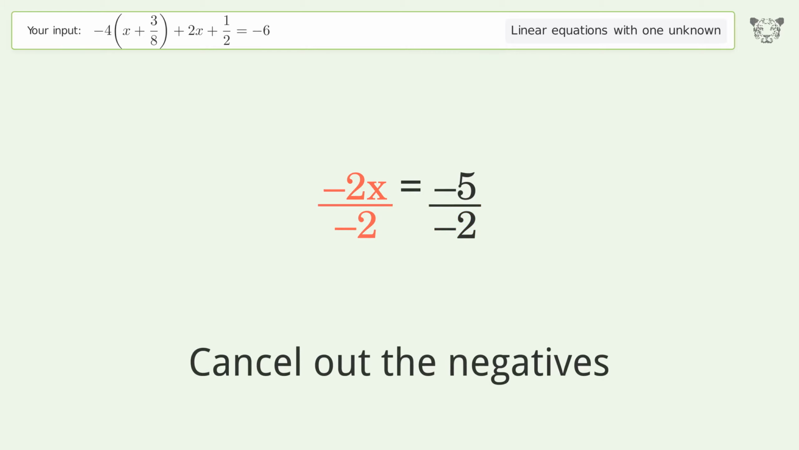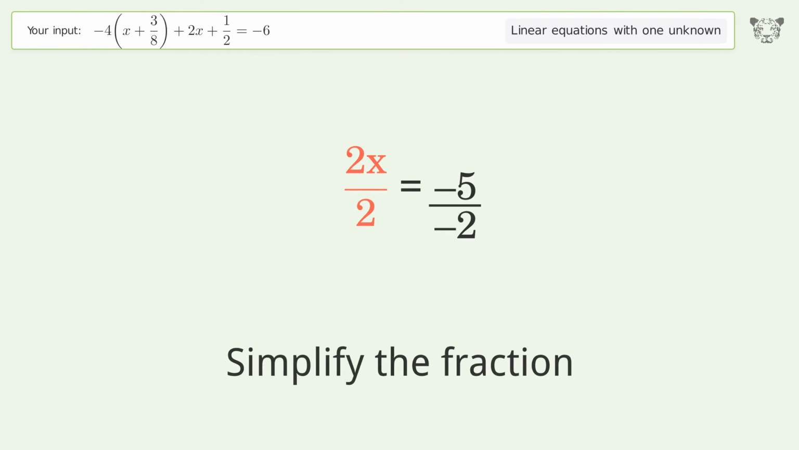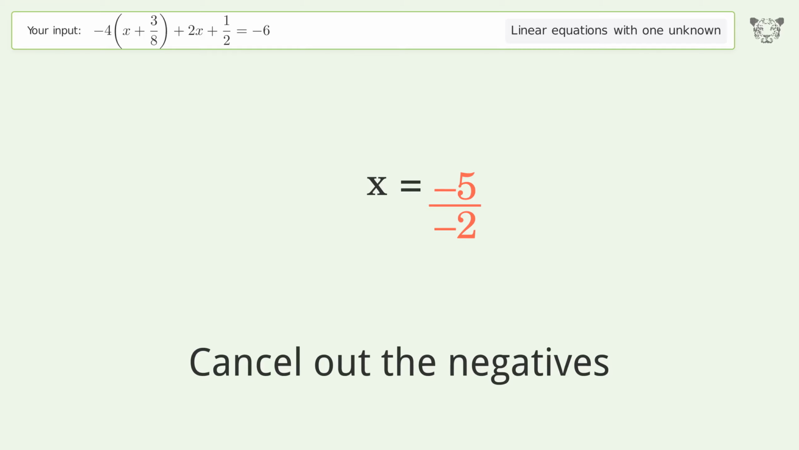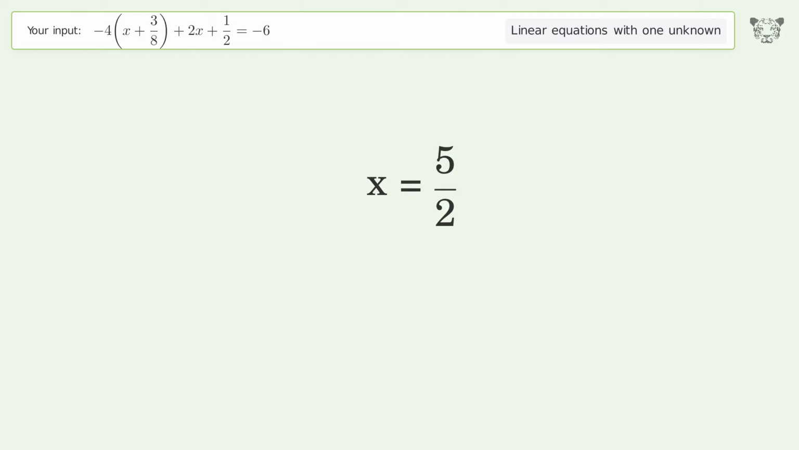Cancel out the negatives. Simplify the fraction. Cancel out the negatives. And so the final result is x equals 5 over 2.